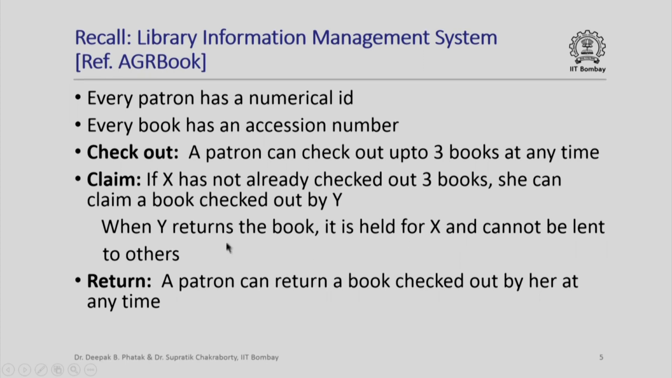We are going to impose the restriction that a patron can make a claim for at most 1 book. So if she has already made a claim for a book, she cannot make a claim for another book again. And of course, we have the return operation, where a patron can return a book that she had checked out at some earlier point of time.